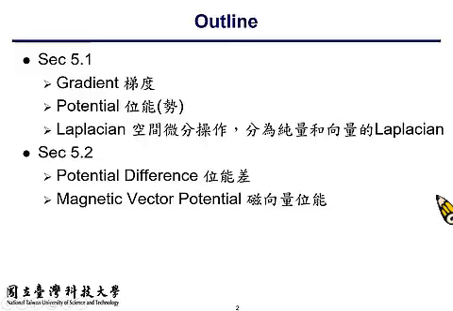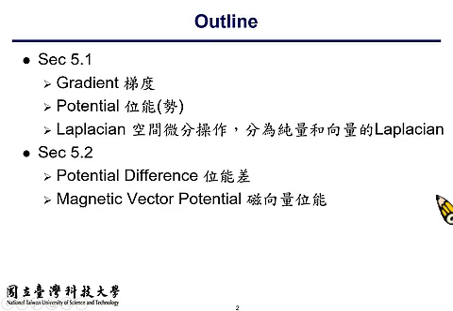Alright, so we begin with chapter 5. In this part we will have section 5.1 and 5.2. In 5.1 we introduce three concepts. First is the gradient, then is the potential, and the Laplace concept of Laplacian.